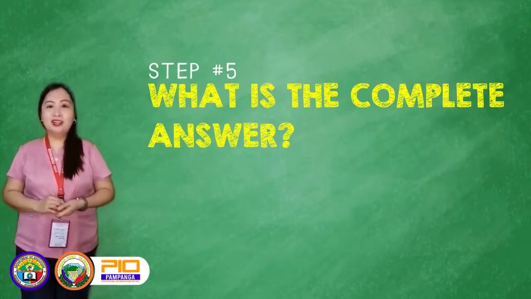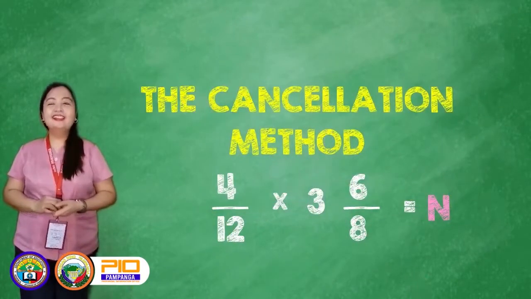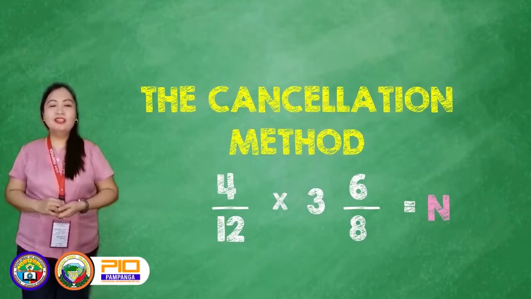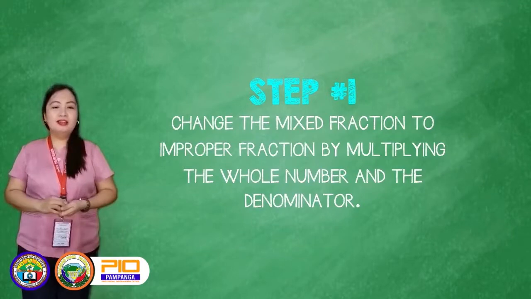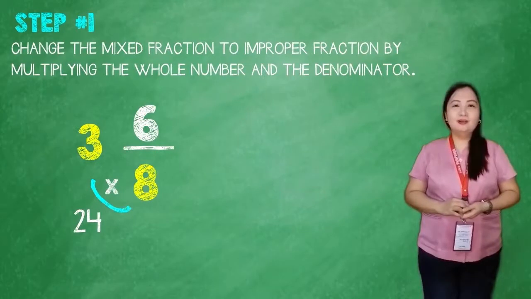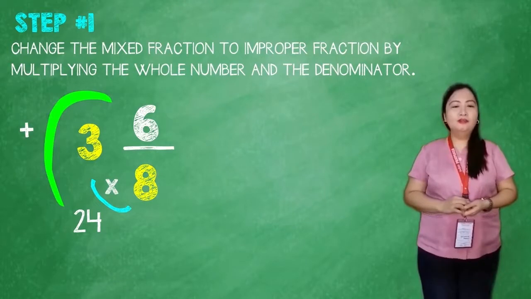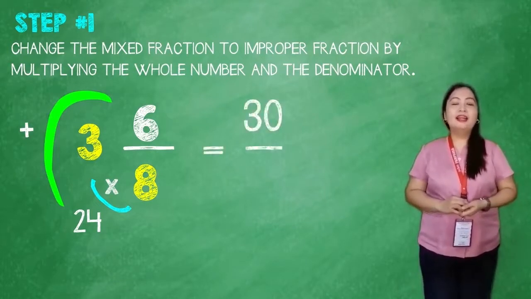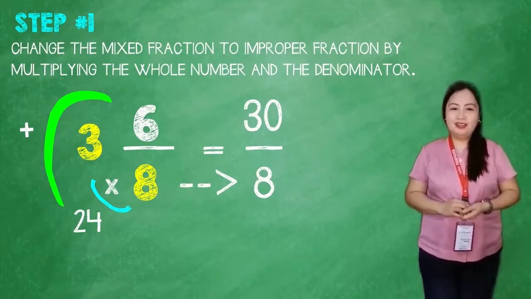In multiplying simple fractions and mixed fractions, we can use another method, which is the cancellation method. So 4/12 times 3 6/8. Let's start. First, change the mixed fraction to improper fraction by multiplying the whole number and the denominator. 3 times 8 equals 24. The product will be added to the numerator. 24 plus 6 equals 30. Copy the denominator. The new fraction now is 30 over 8.